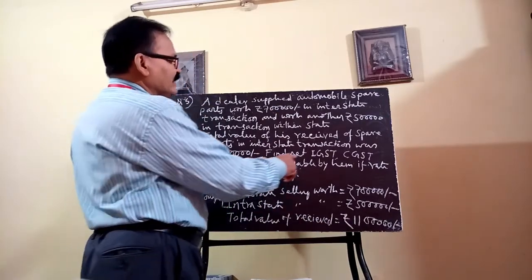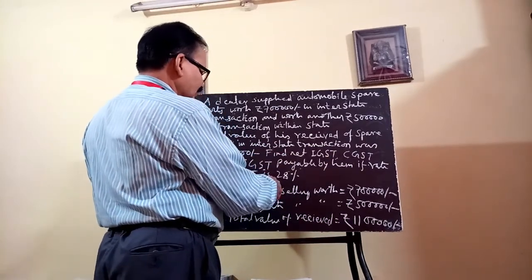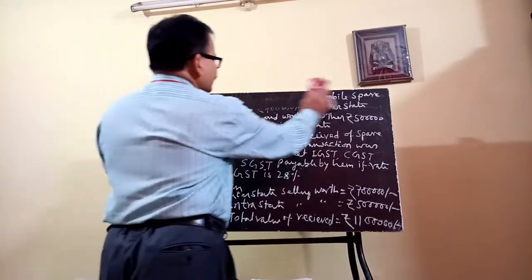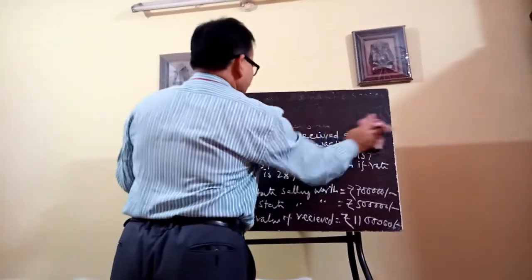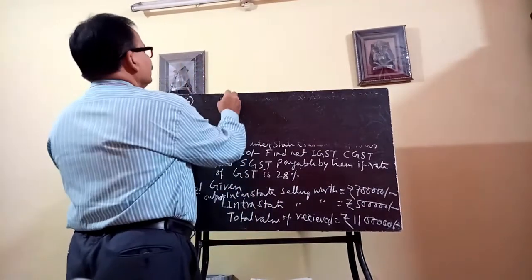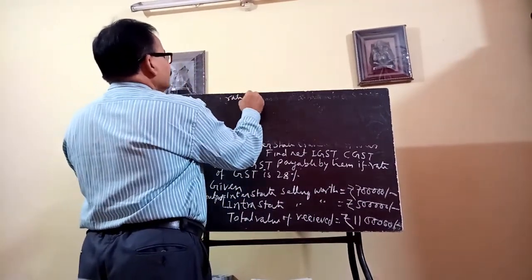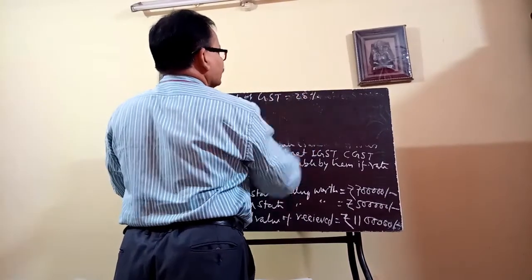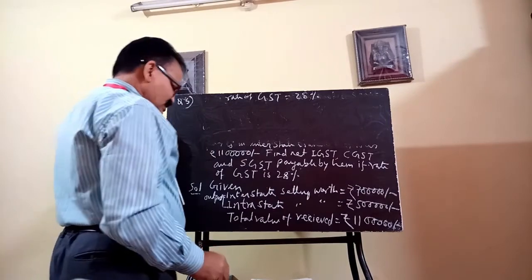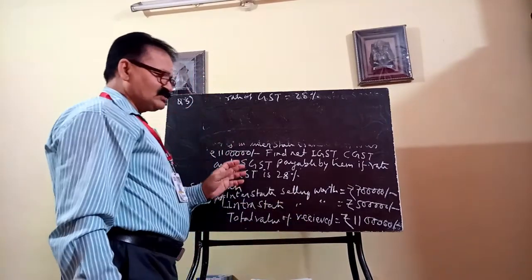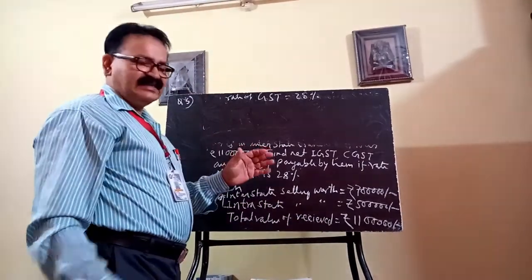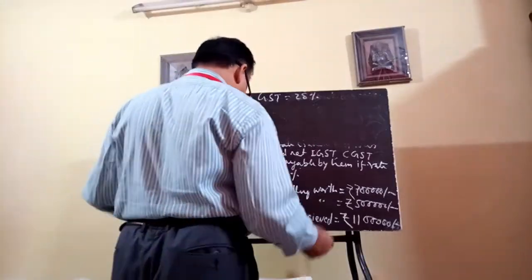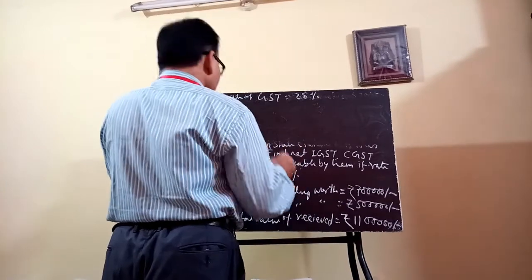Here the rate of GST is your 28%. Okay, so then our target is to find the input GST as well as the output GST. Both we have to calculate.